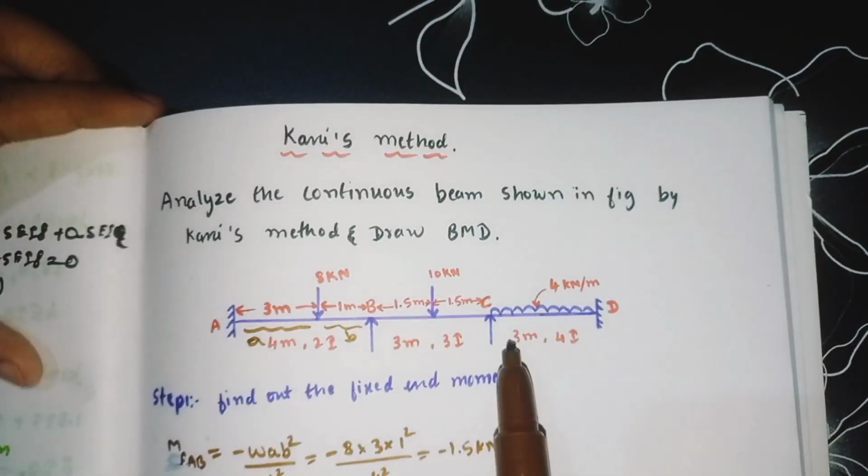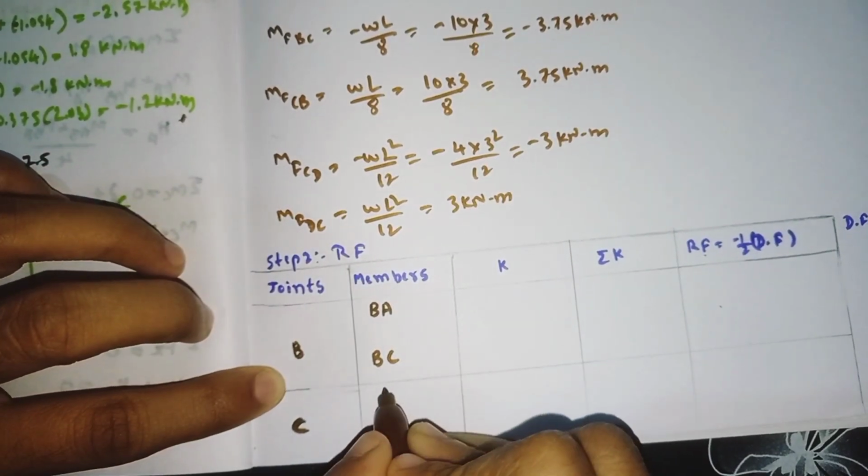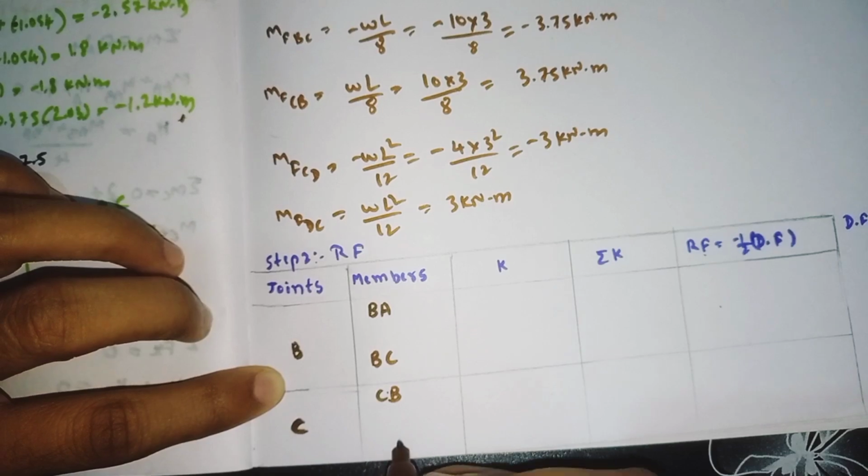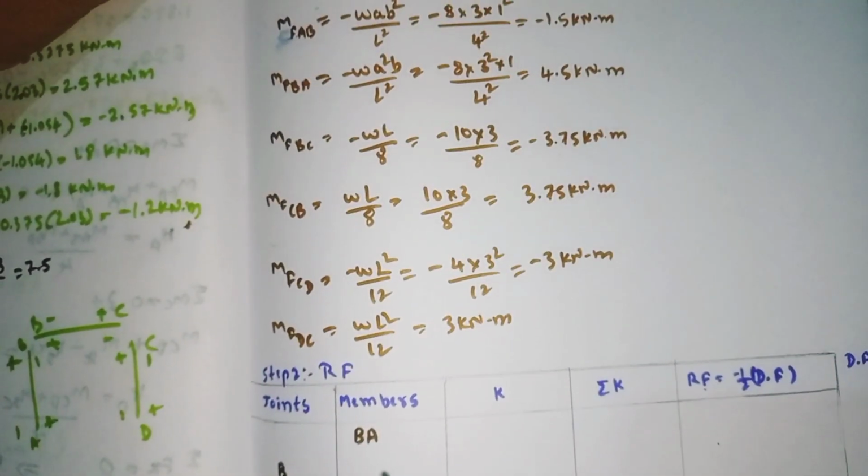BA and BC. And for joint C, we have the members CB and CD, we have two members. To find out the stiffness, here BA.